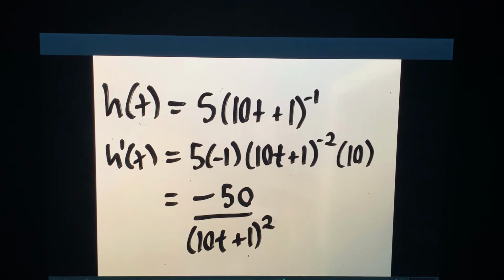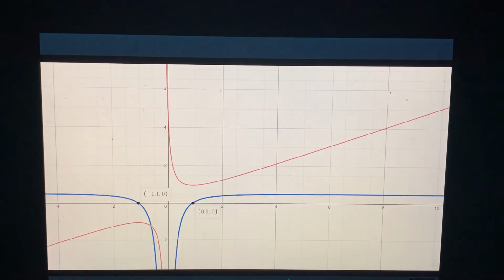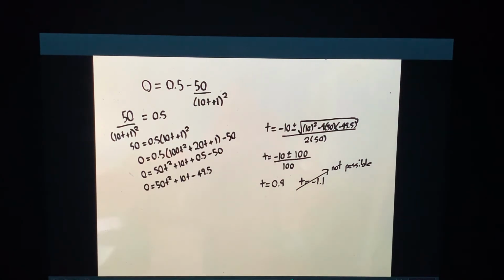After all the differentiation, we see that the derivative of n of t is n prime of t equals 0.5 minus 50 over 10t plus 1 squared. As shown on screen, n prime of t models the rate of change of n of t. As previously discussed, we must now set the derivative equal to 0 and solve for t, which after some simple algebra and using the quadratic formula to solve for the roots of the derivative, we find that t equals 0.9 and t equals negative 1.1.